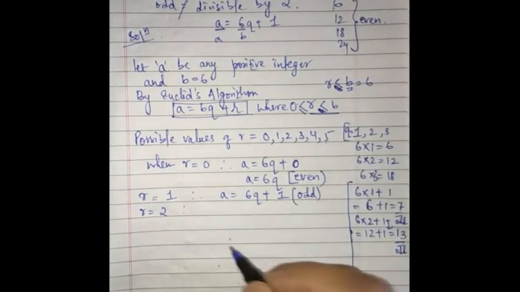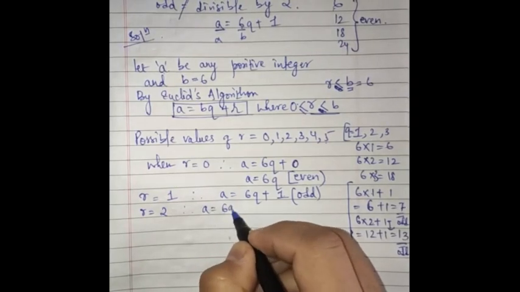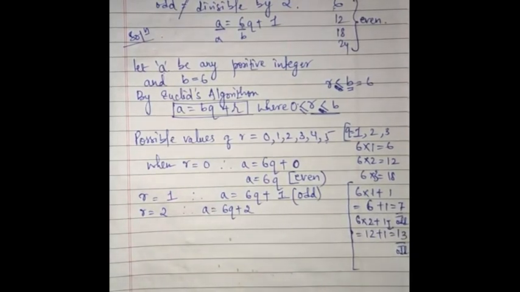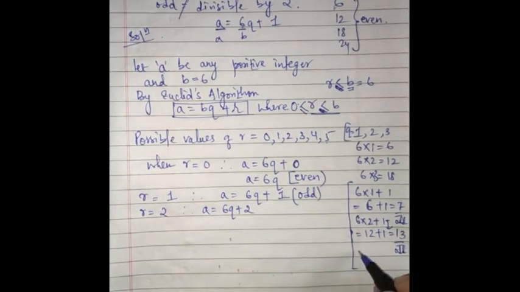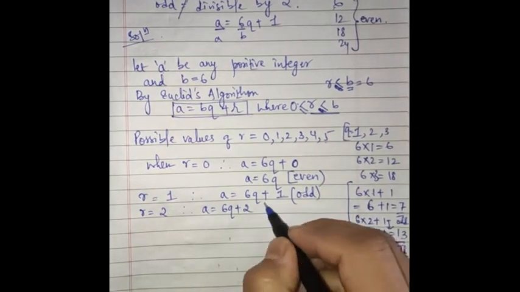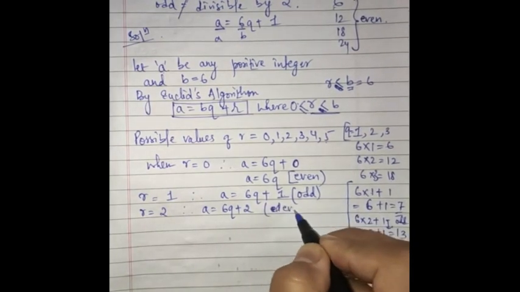We can say, when r is equal to 2 till 5, we have to prove it like this. a is equal to 6q plus 2. This should be our even. Why? Because 6 ones is 6, 6 plus 2 is 8. So we will get even for this.